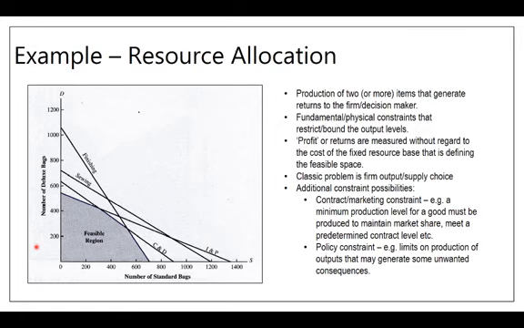Just to look at our examples of each, the resource allocation problem, production of 2 items. So this is a model that has 2 types. So there's 2 goods. There's standard bags here, deluxe bags here, a feasible region that's cordoned off by different constraints.